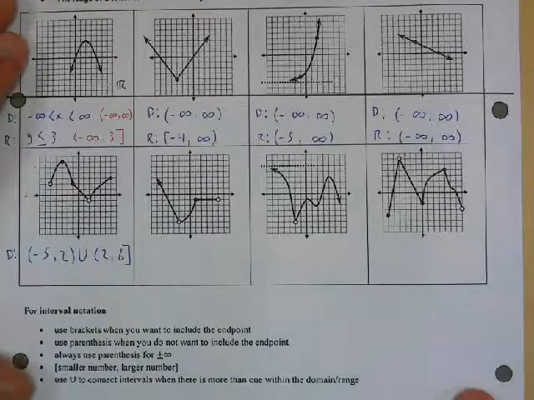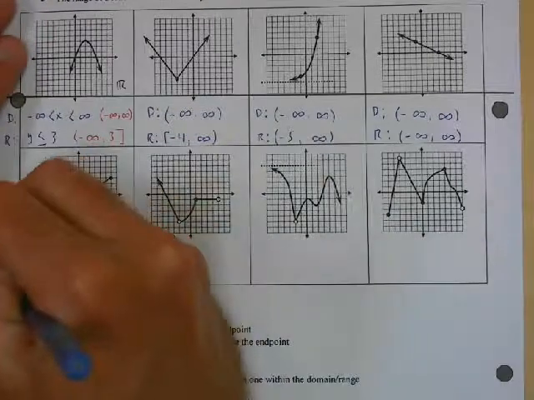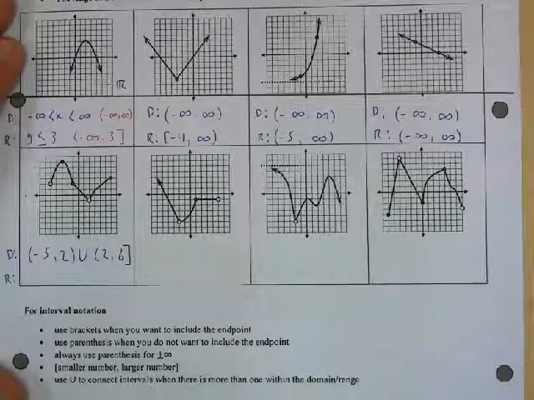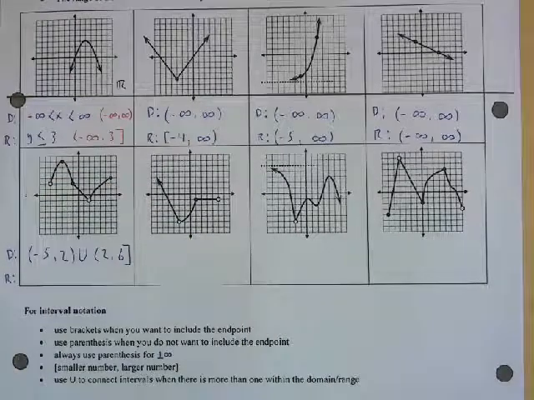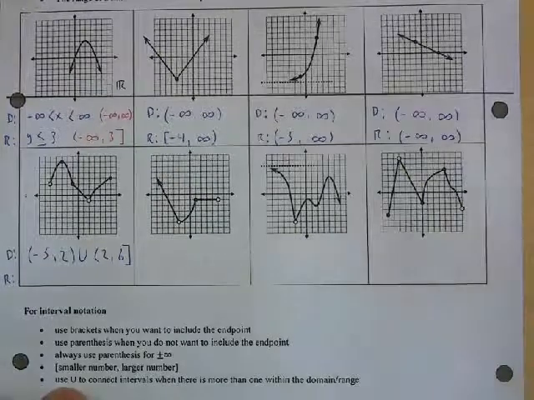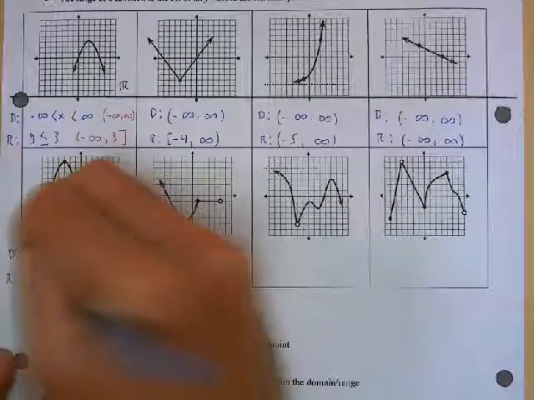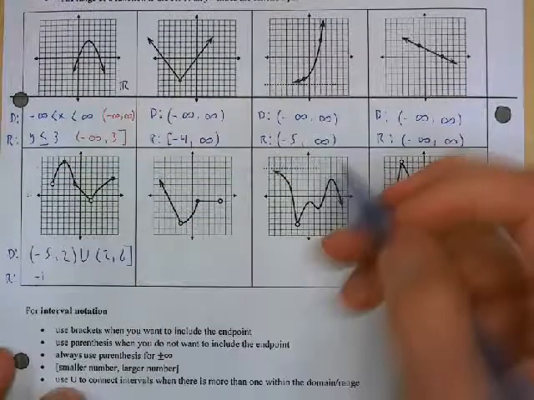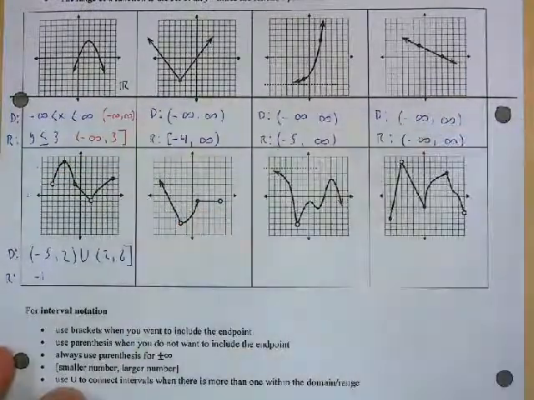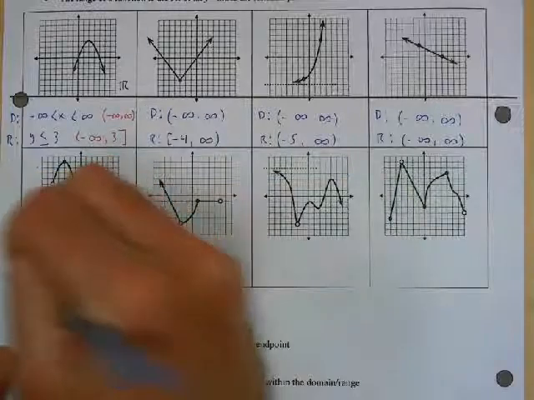All right, and then what about my range? What is my range for this problem? So what can my y values be? And again, we want to start with the lowest value. So my lowest point on my graph would be right here at a y value of -1. Well, that's an open circle, so then I can't put brackets on that. We need to use parentheses.